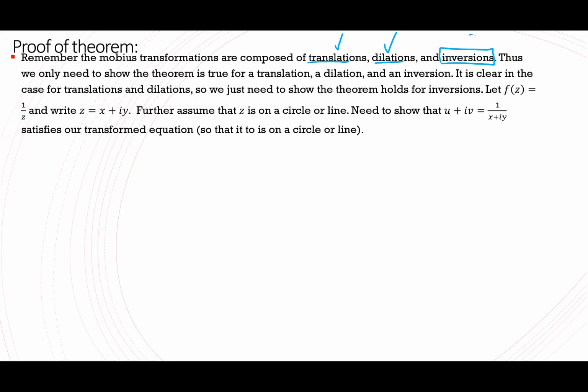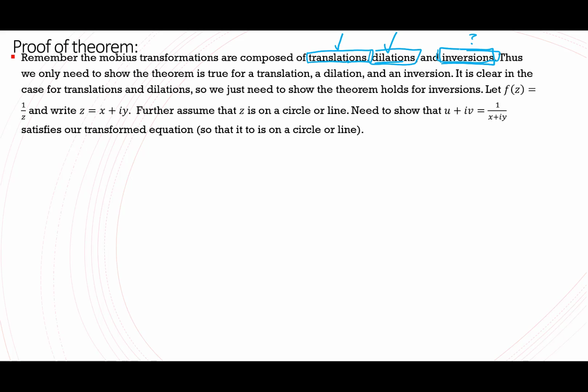I'm going to put a little question mark there. Is it true that an inversion will map circles onto circles and lines, or lines onto circles and lines? That's the last part of the theorem that we need to prove. If we can prove that, we're good, because any Mobius transformation is some composition of these things, and if it's true for our Lego blocks, it has to be true for our Lego art.